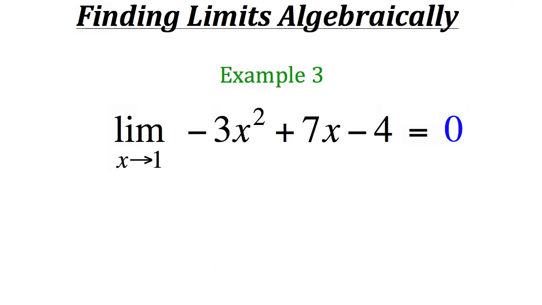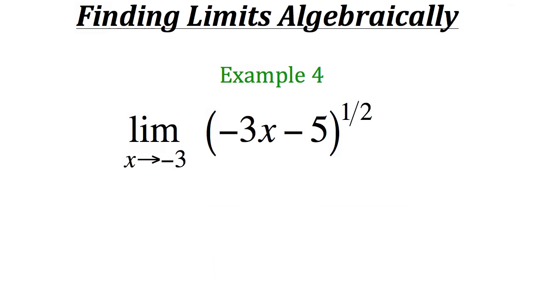Now that we've done that, let's try a different example. This time, we want to find the limit of this quantity, -3x minus 5, all being raised to the 1/2 as x approaches -3. Well, the way that we could do this algebraically is first find the limit of the quantity inside the parentheses here. And then whatever that limit ends up being, we could just raise it to the 1/2 afterwards. And then that would give us the limit of this entire function as x approaches this value.